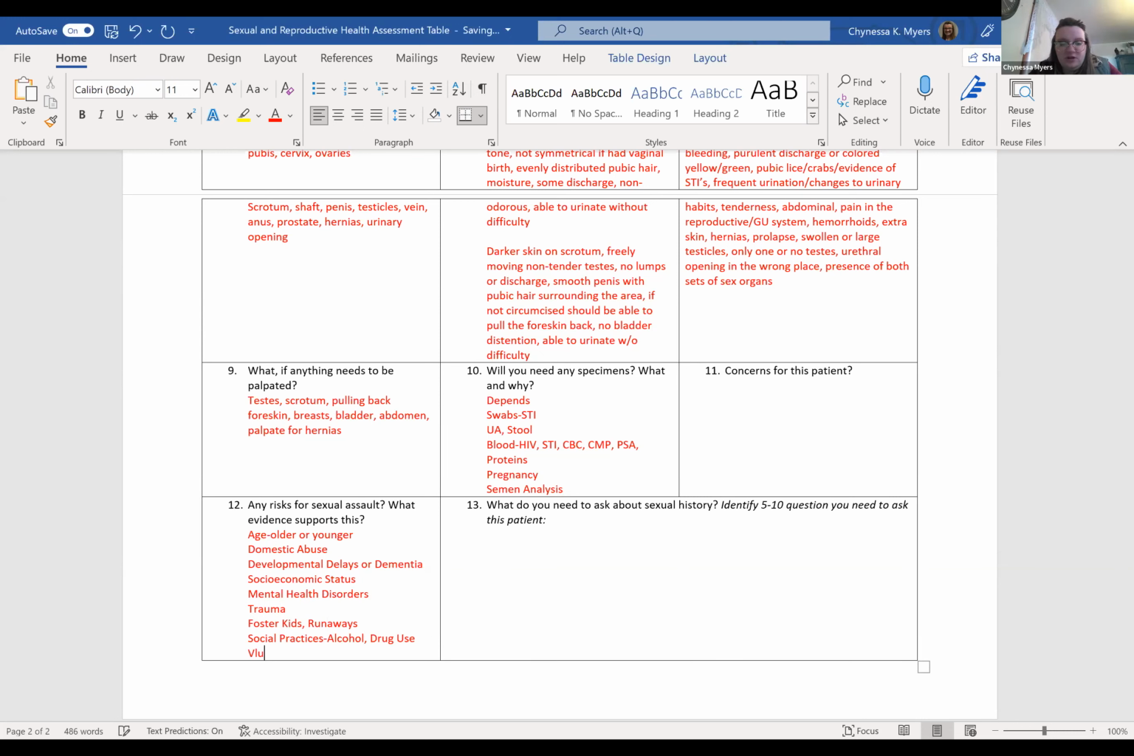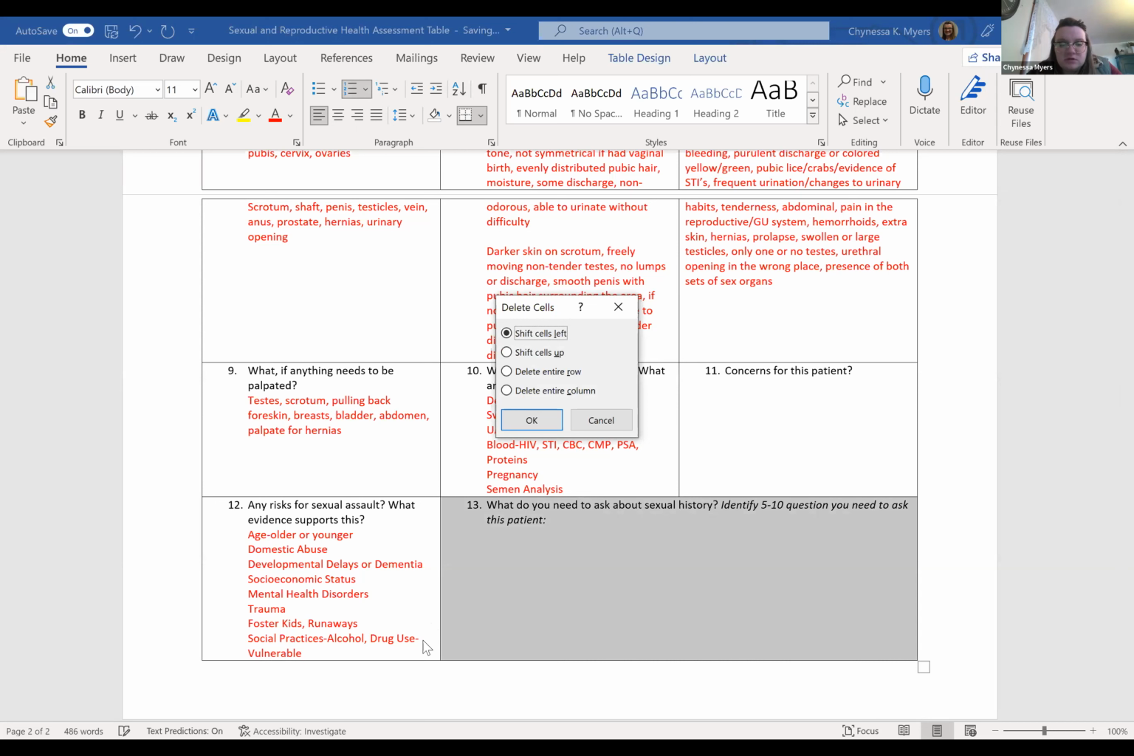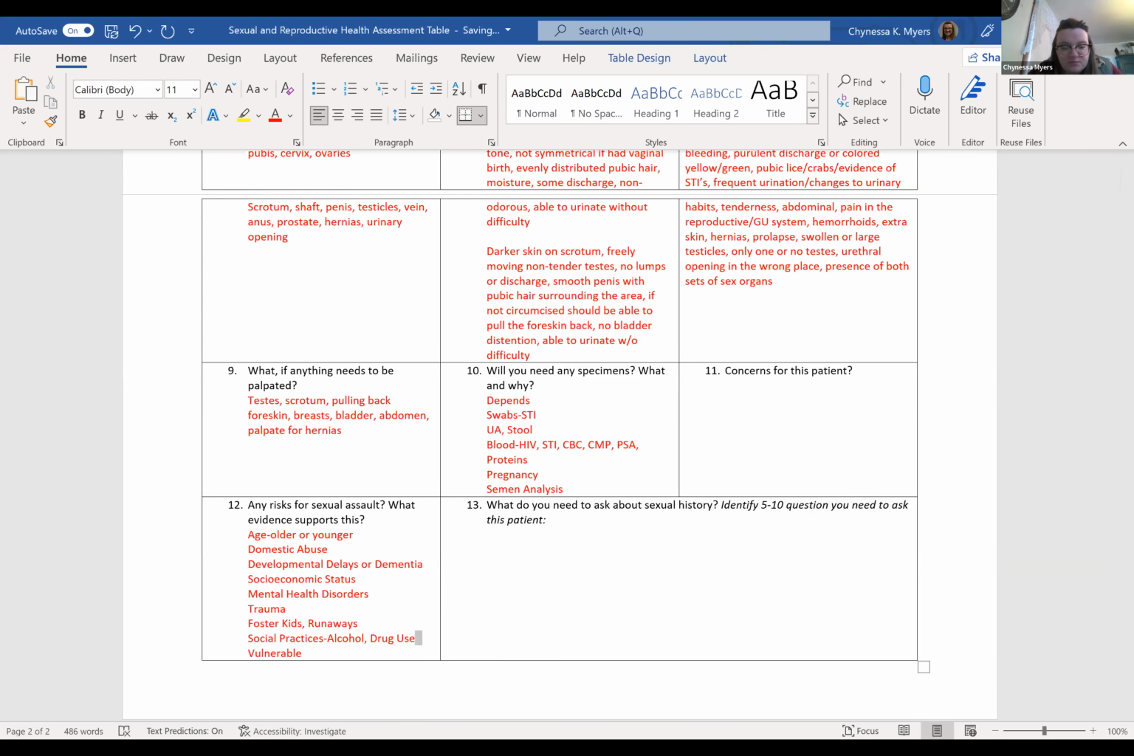I'm going to put vulnerable on here because you guys have said a lot of vulnerable, like people who are in comas and stuff. Vulnerable, comas. Even having chronic illnesses can put them more at risk.